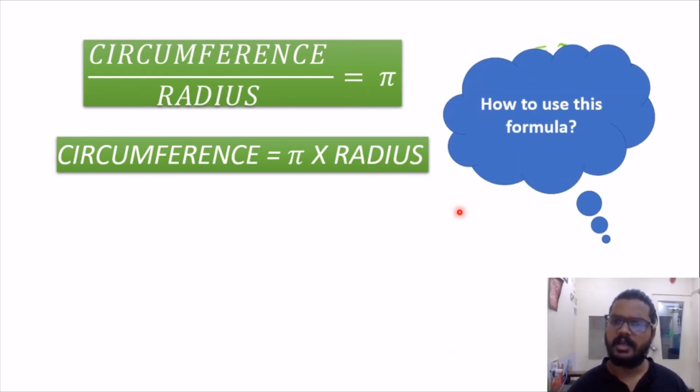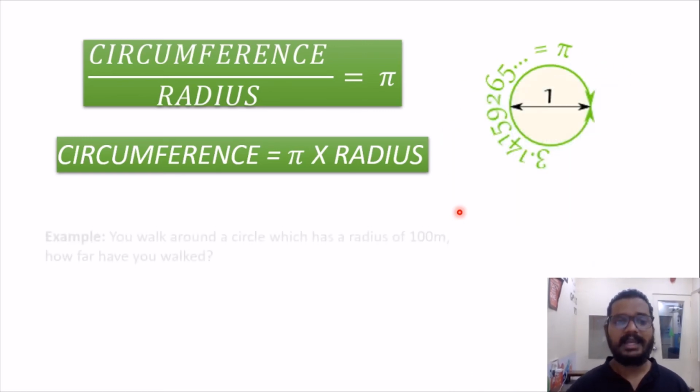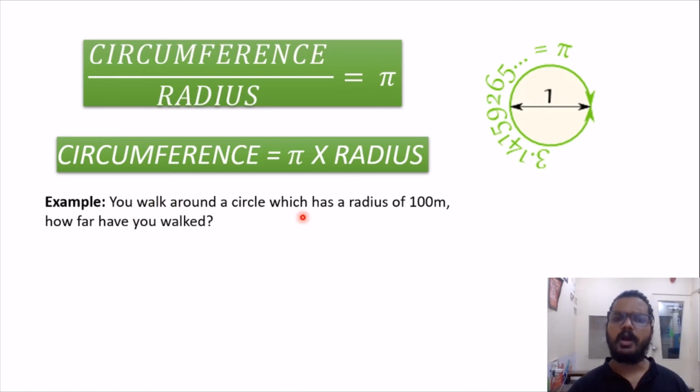You might be thinking how to use this formula. Let me help you, students, with an example. Let's say that you are taking a walk around a circular garden. So you took a walk and somebody came to you and asked, what was the distance you covered around this? And you are confused. I haven't measured. But you know that the radius of this circular garden is 100 meters. Using this formula, you can tell your friend how much distance you have covered.